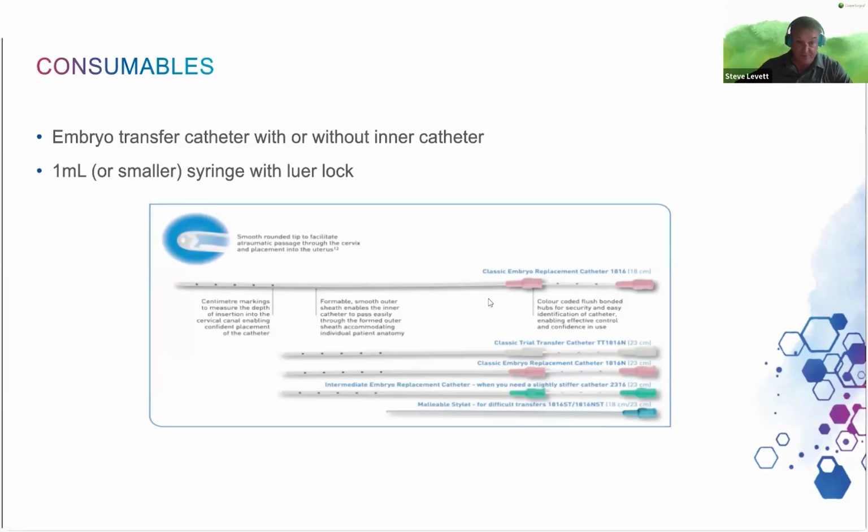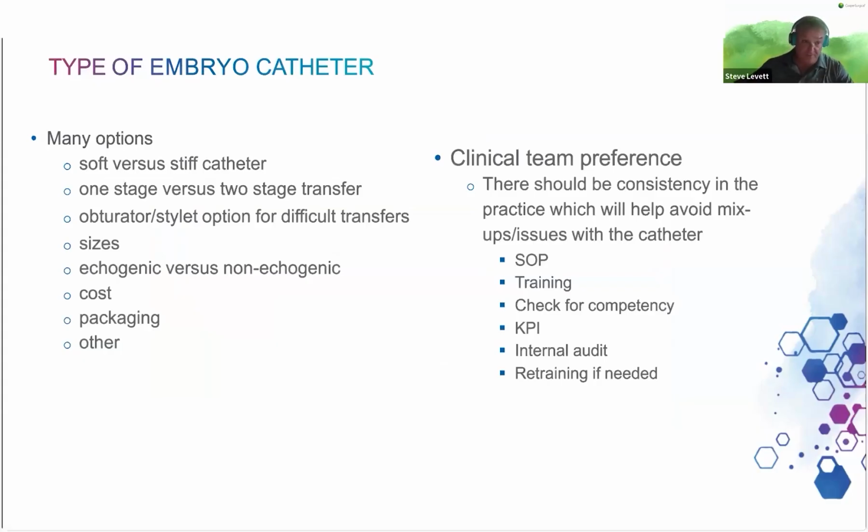And the syringe is an integral part of the whole process. It needs to have a good connection to the end of the catheter so there's no leakage. And we need to use a relatively small syringe, 1 ml or less. The type of catheter, as I mentioned, there's a lot to choose from, but there's absolutely convincing evidence that a soft catheter gives you better results than a stiff catheter.